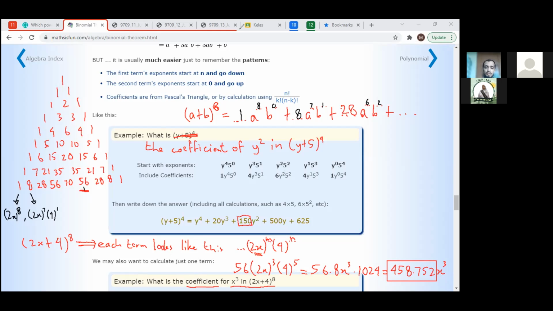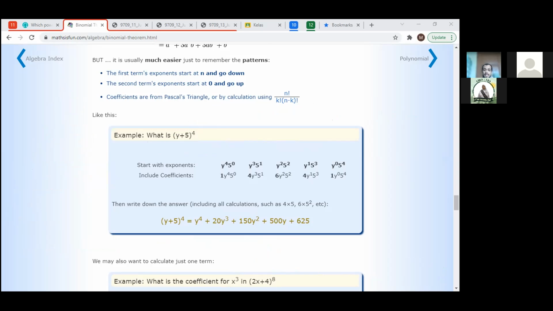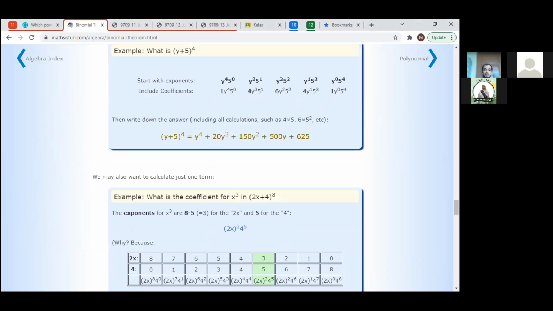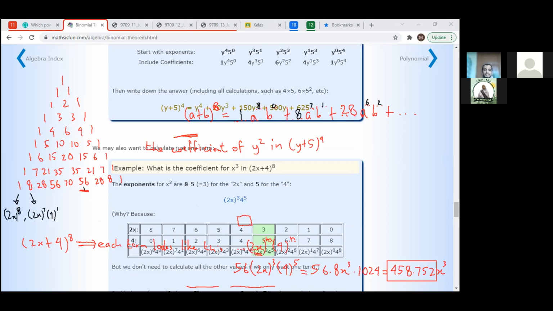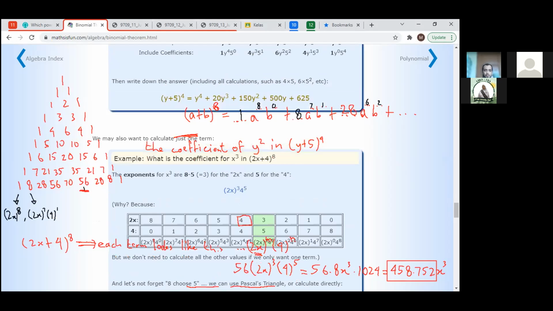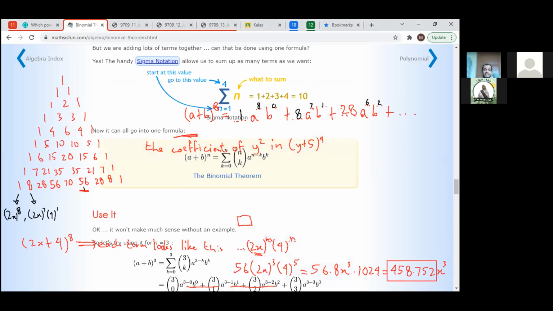Oke, thank you for the question. Oke, kalau saya hapus dulu di sini. Nah, kalau kalian lihat di sini pembahasannya, kalau ada yang sudah sempat baca. Ya, ini kurang lebih sama. The exponent for x cube is 8 minus 5 equals 3, and 2x. Nah, soalnya dia sudah pakai bentuk rumusnya. Jadi kalau kalian lihat di sini ada rumusnya seperti ini.